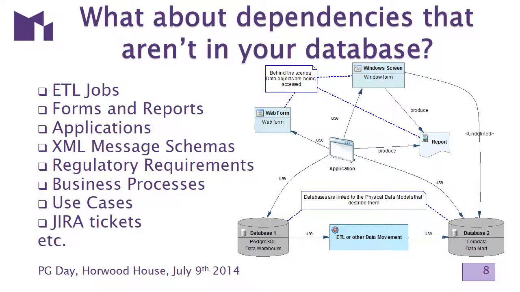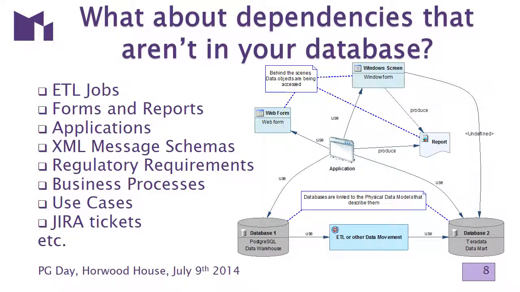And what about other dependencies, the ones that aren't in your database? Your SQL would never tell you that. What about the ETL jobs that rely on structures in your database, the forms and reports that have that data in them, the applications that are interested in it, the message schemas, the regulatory requirements that affect it, which business processes create the data, which use cases describe how we access the data, which JIRA tickets actually tell us what's wrong with the data. How are you going to do all that?